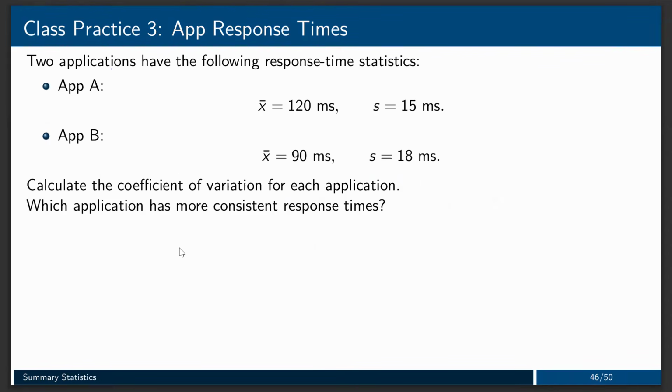Now, here's another example. Two applications have the following response times. App A has a mean of 120 and a standard deviation of 15. App B has a mean of 90 and a standard deviation of 18. Calculate the coefficients of variation for each application and determine which application has more consistent response time. Please do this and then share your response.